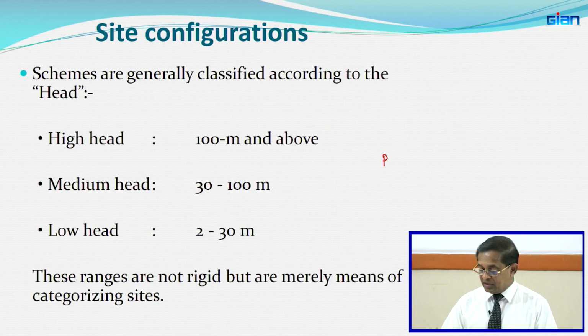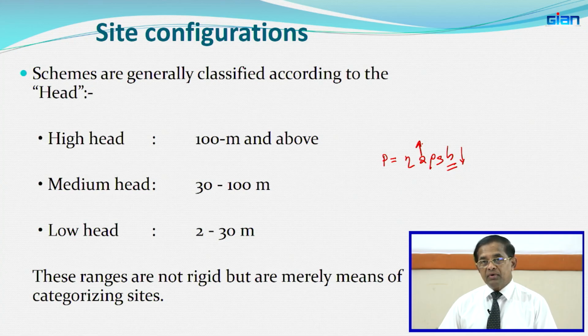You can see even 2 meter head can be a viable project. As per the power equation, Q rho G H, when H goes down, Q needs to be high. Therefore, these small head projects are really handling large rivers where the volume of water is high but the drop is small. When the drop is small, H is small, but since Q is large, maybe 30, 40, 50 cubic meters per second, then power is good enough.